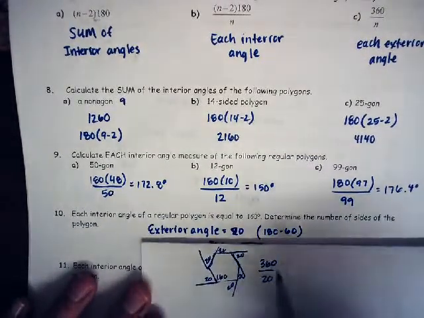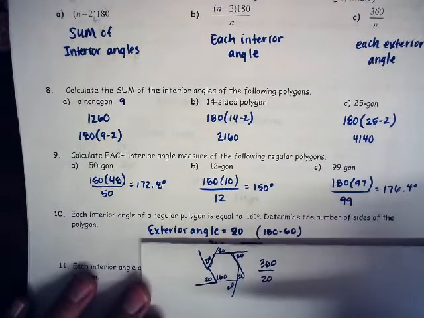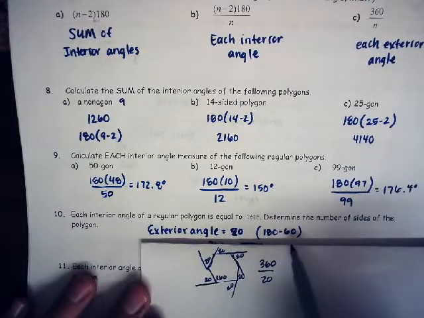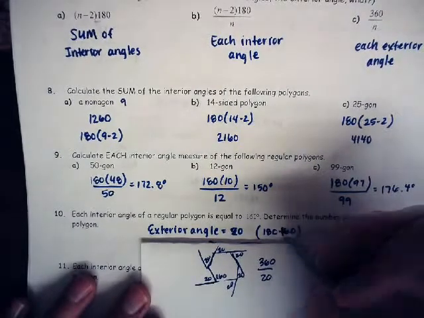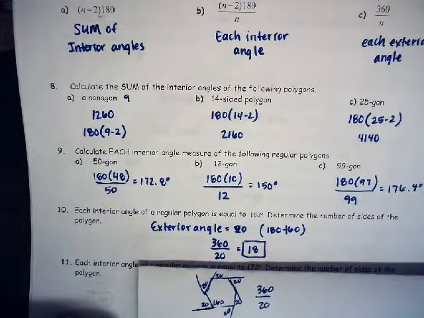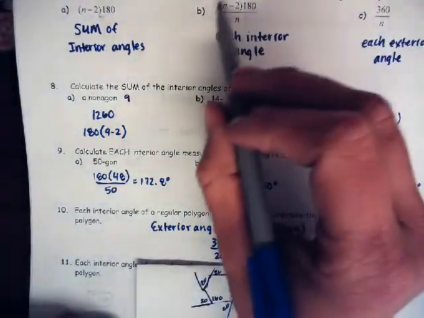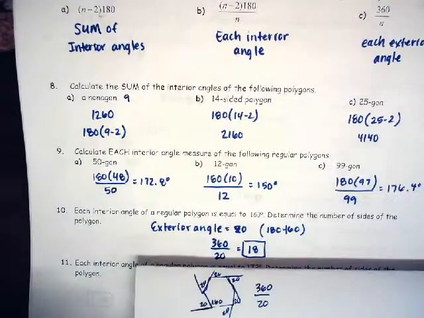So I did my work here. I said each exterior angle is 20. This is the 20, by the way, which was 180 minus 160. Sorry, I did that kind of quickly. So I took 360, divided it by 20, and I got 18. That's a little bit easier to solve than doing it this way up here, but you can choose whichever way makes sense to you.